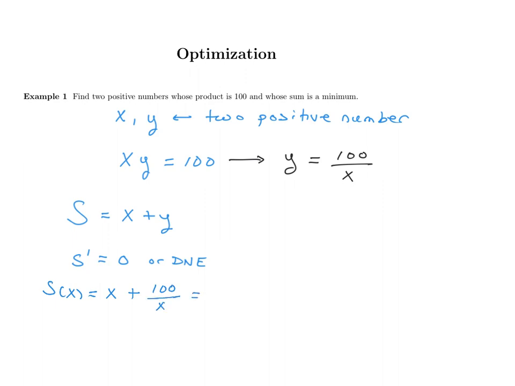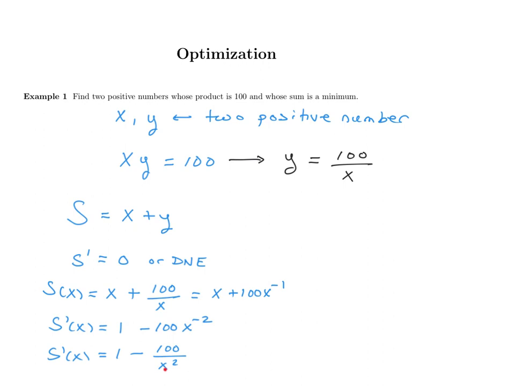And since we want to take the derivative of this thing, I'll write it as x plus 100 times x to the negative 1. Here is the strategy. Take the derivative, find all the places where the derivative is either 0 or undefined, and then we'll check to see if those numbers are mins or maxes, and hopefully we'll come across a minimum. So the derivative of this thing is 1 minus 100x to the negative 2, and we can write this as S prime of x is equal to 1 minus 100 over x squared.